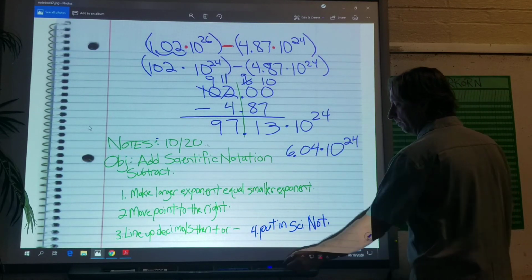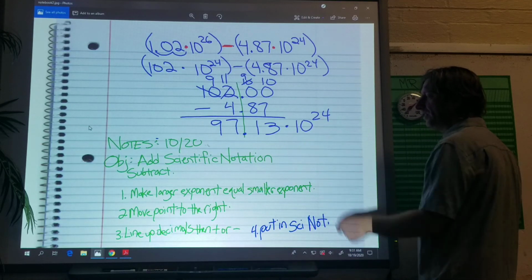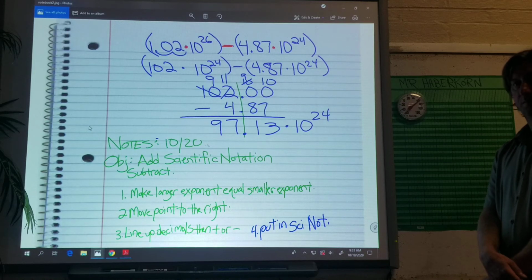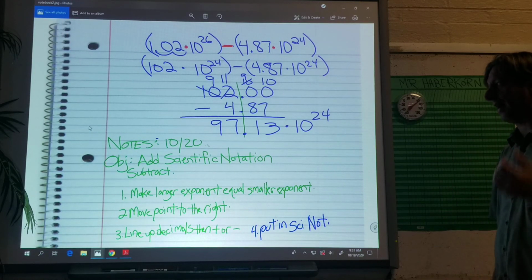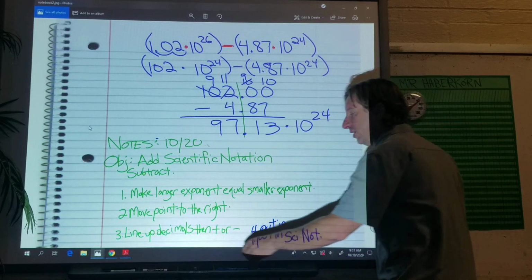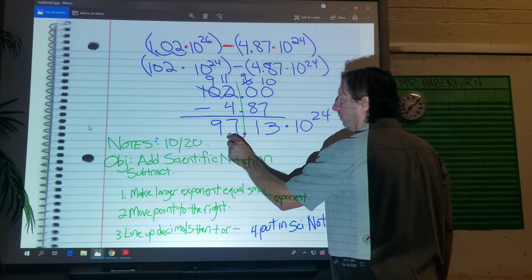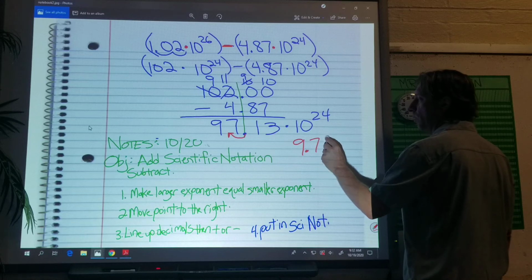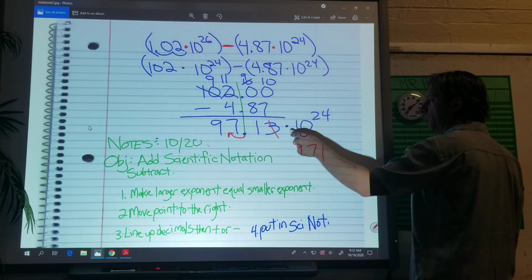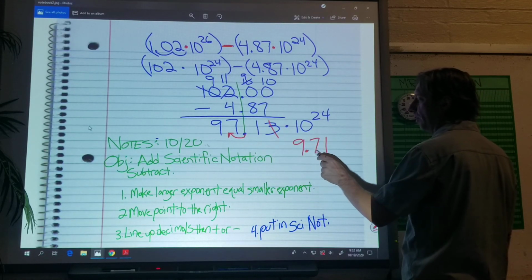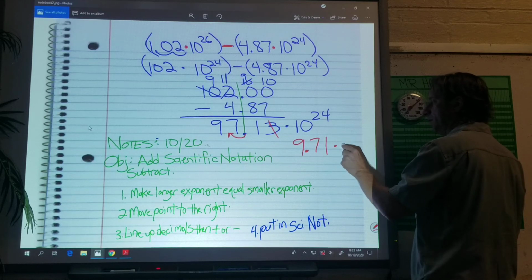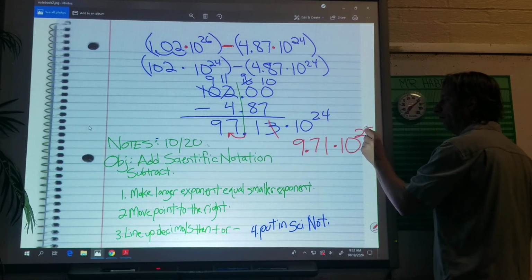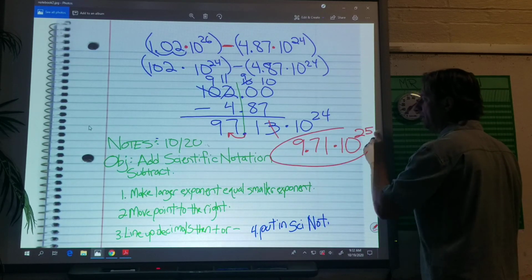Now, here's the question. Are we in scientific notation? I'm sure I hear like Alana and Nair saying, nope, point's got to move over, right? All right, so point moves over. There we go. 9.71. I'm not going to bother with that number. It's just too many numbers after the point, right? Times 10, and I moved it over 1, so this has to go up 1. Now we're in scientific notation.